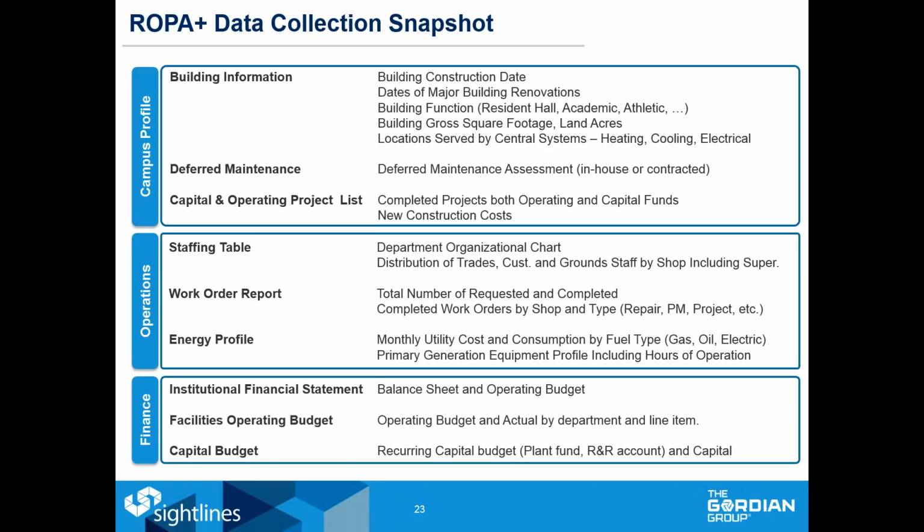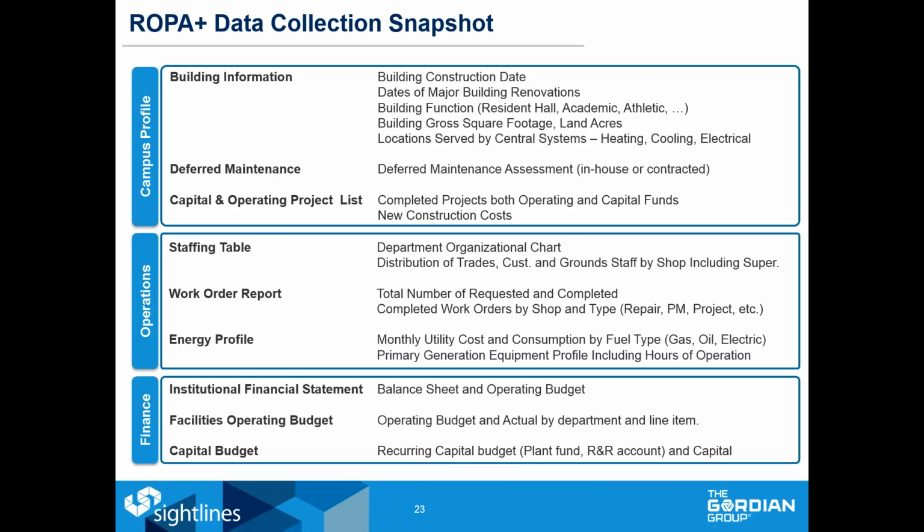And the answer is we collect a fairly comprehensive set of indicators at your campus. We break it down into profile data, operating data, and financial data. Everything from building inventory featuring construction dates and some characteristics, deferred maintenance list, staffing table, work order reports, utility information. We also like things like institutional financial statements, operating expenditures, capital expenditures, and so on.